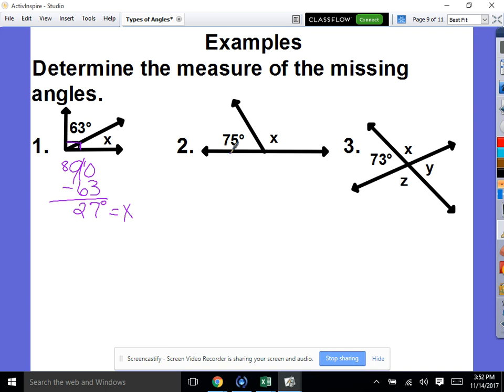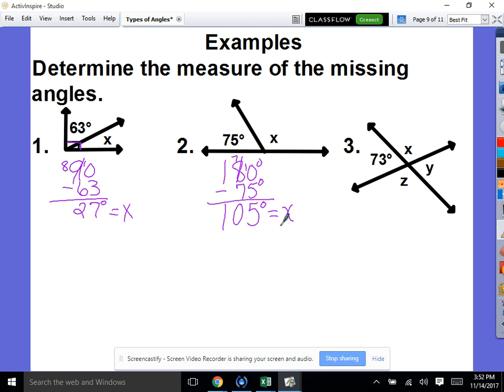Number 2, because these two angles form a straight angle, we know that a straight angle is 180 degrees. So to find X, we need to subtract 75 degrees. 10 minus 5 is 5. 7 minus 7 is 0. And then 1. So 105 degrees equals x.